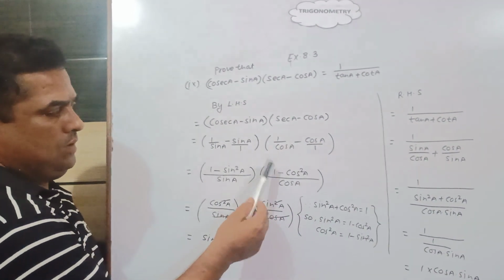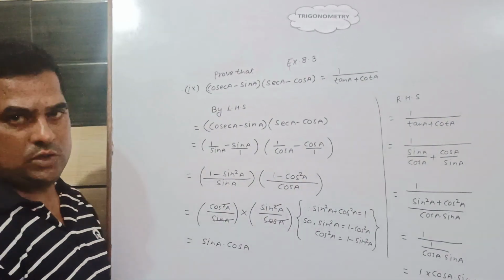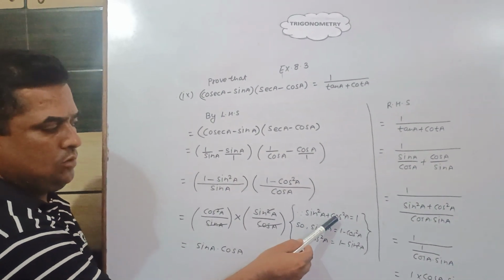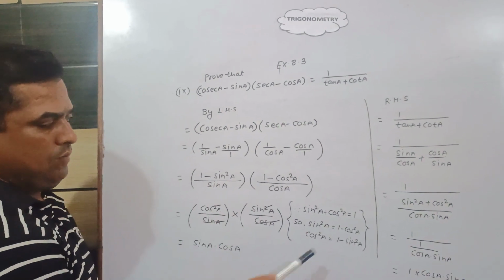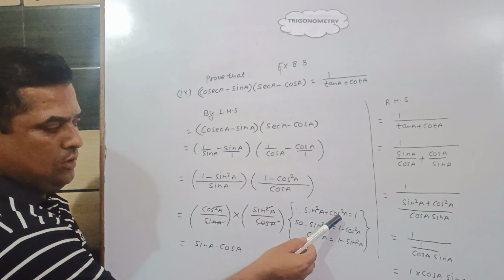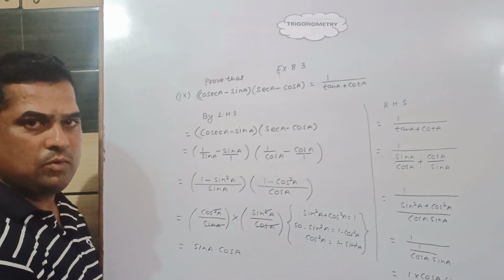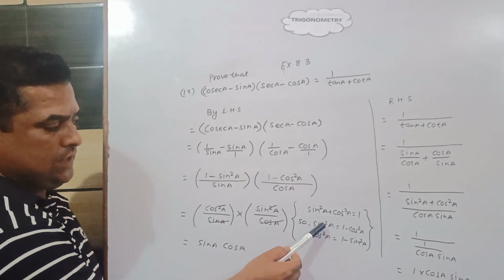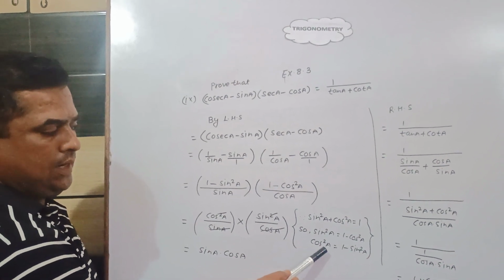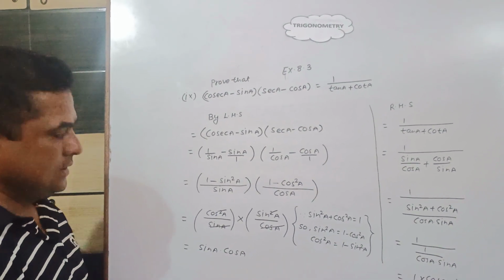1 upon sin a and cos a, this is cos square a. Students, you know the identity is sin square a plus cos square a equals 1. So the value of sin square a will be 1 minus cos square a, and the value of cos square a will be 1 minus sin square a. We can put sin square a in the place of 1 minus cos square a, and we can put cos square a in the place of 1 minus sin square a.